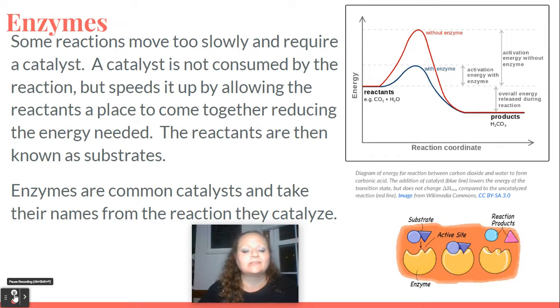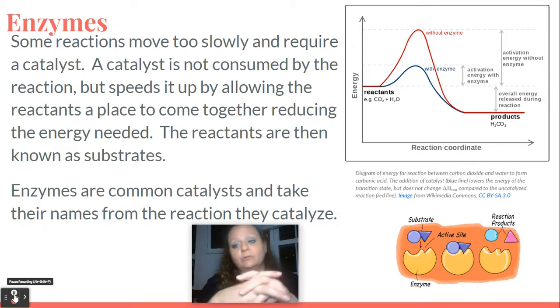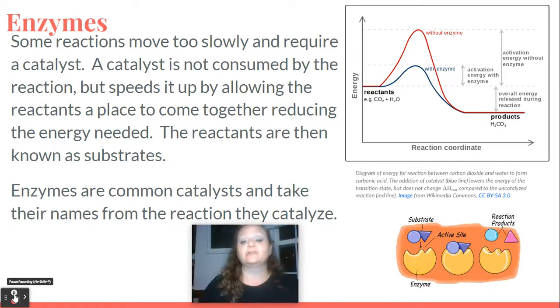Some reactions can't happen without some type of catalyst. A catalyst, in this case an enzyme, is not consumed, it's not used up in the reaction, but it does speed it up by allowing the reactants to come together. Therefore, they don't need as much energy. So, what you're seeing in this graph is that if you take your reactants and you put them together, they will eventually react. The reaction will eventually happen.